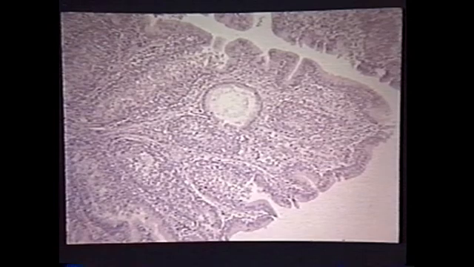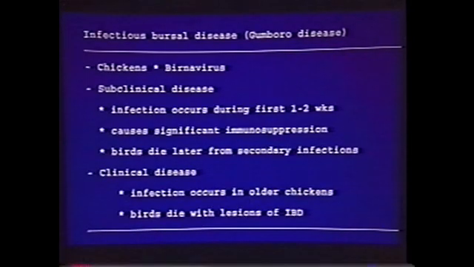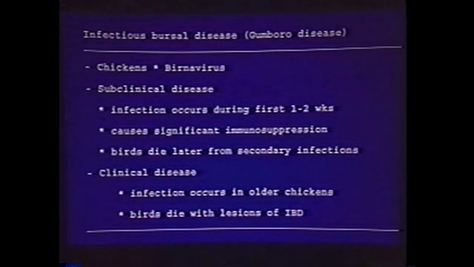At the same time, there will be fibrous tissue proliferation between the follicles. Remember, before, the follicles were closely adherent to each other. Now they are separated by all this fibrous tissue. So these are the terminal stages of infectious bursal disease. Once that happens, with fibrous tissue and all that, the bursa will become small in size.